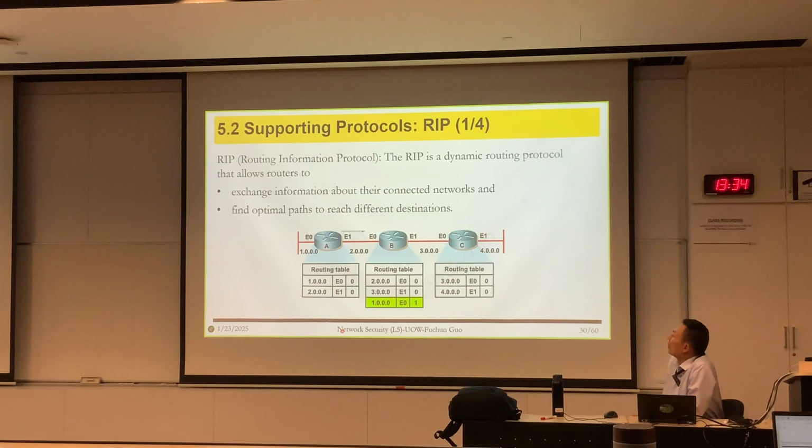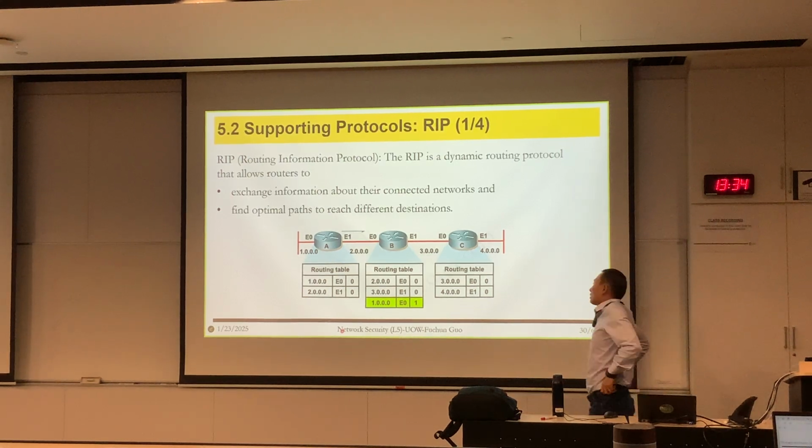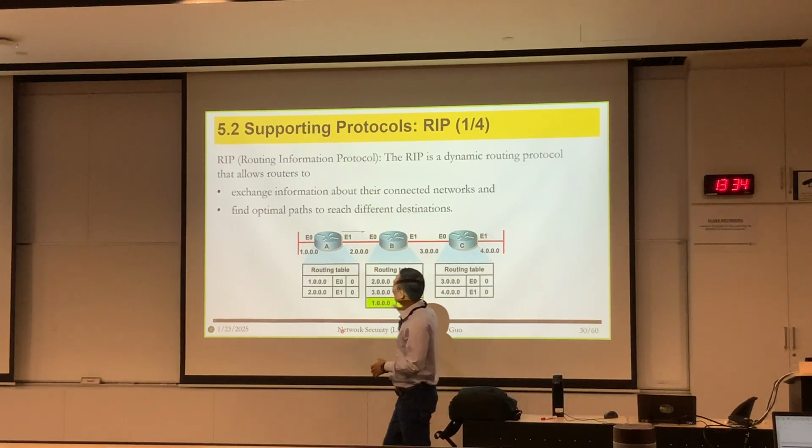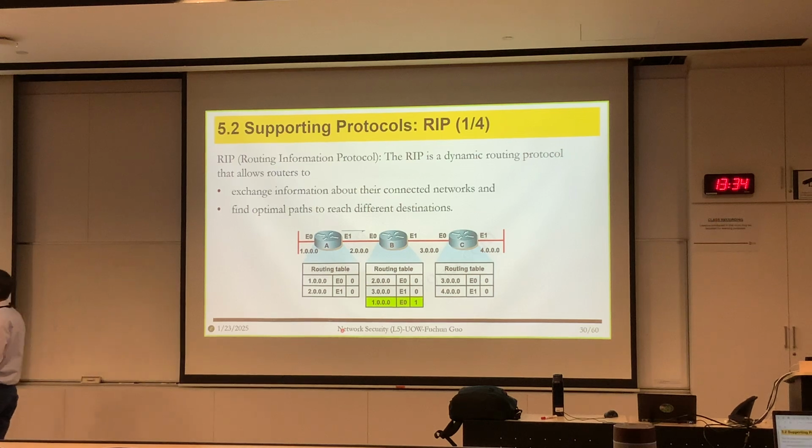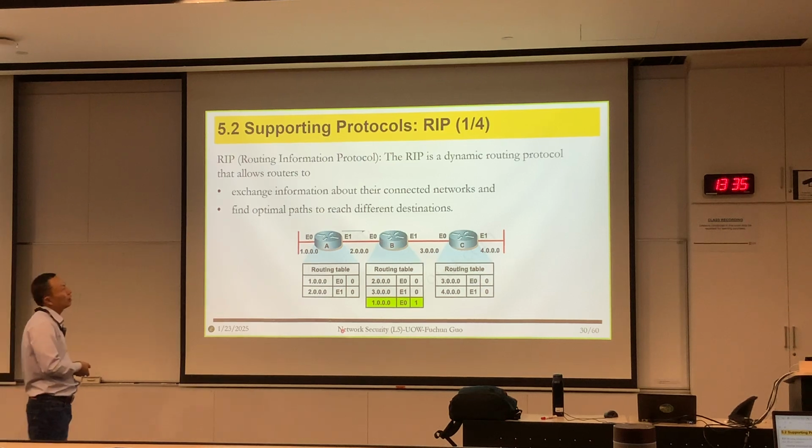And we will not explain how the routing works, okay? Because the detailed routing mechanism is more about communication inside the network. Since we are talking about vulnerabilities, we will skip how the routing works. RIP is a dynamic routing protocol that allows routers to exchange information about their connected networks.